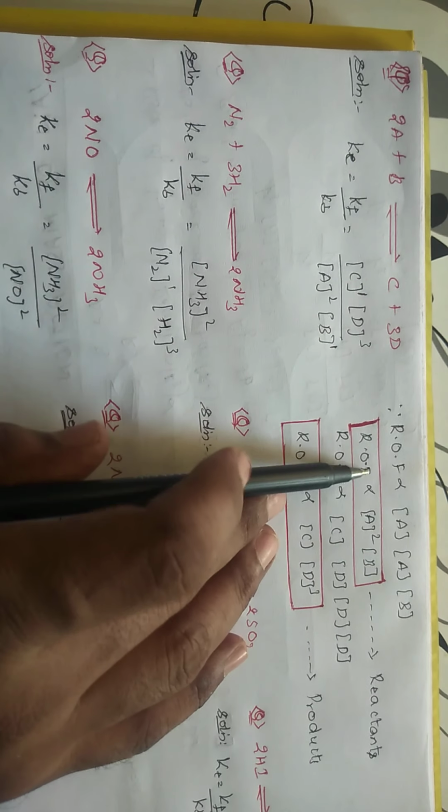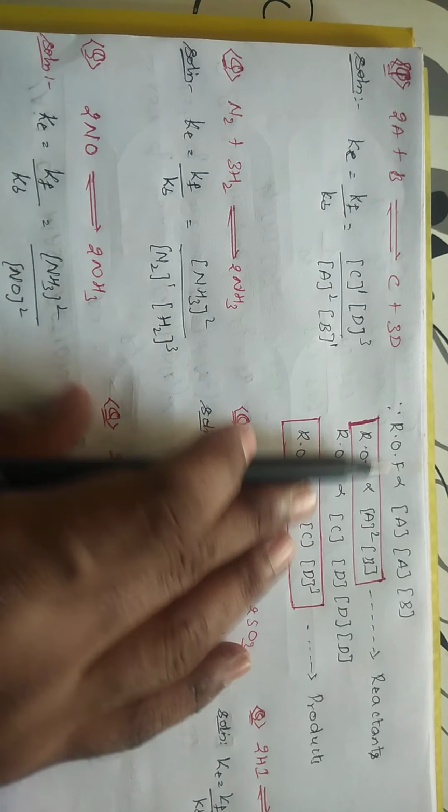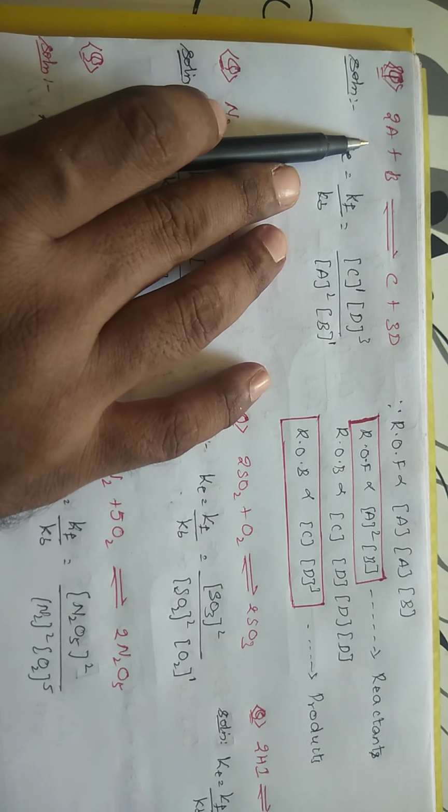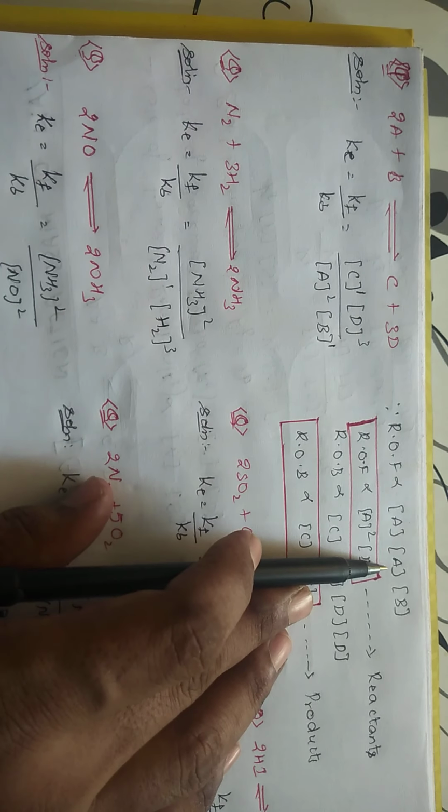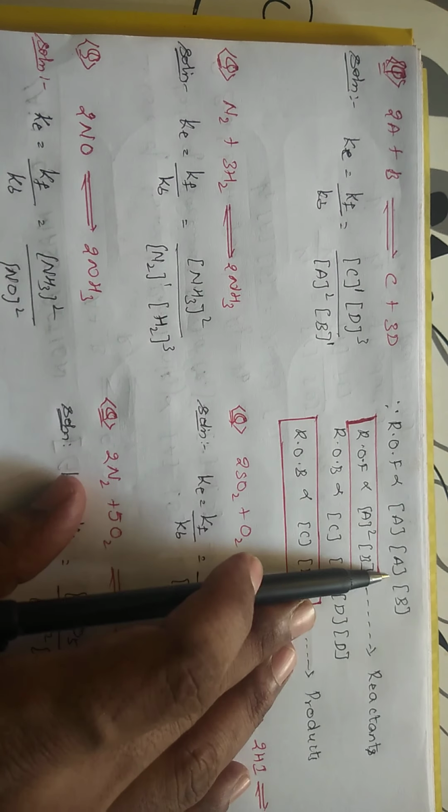See, if you go for the rate of forward reaction, what does it depend upon? Formation of products means it depends upon the reactants. How many A's do you have? You have 2 A's, so it is A into A, and the other is B. So A into A, that is A square.